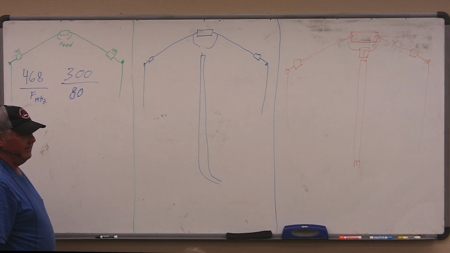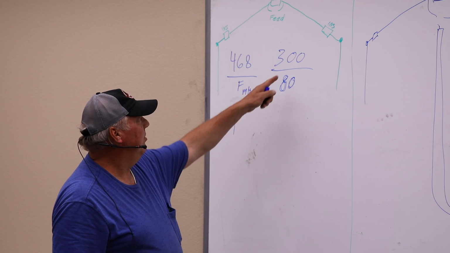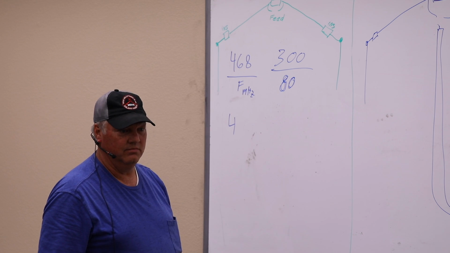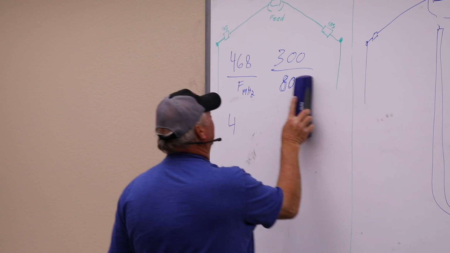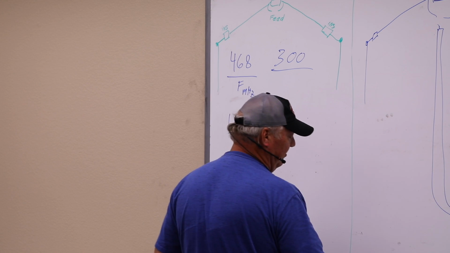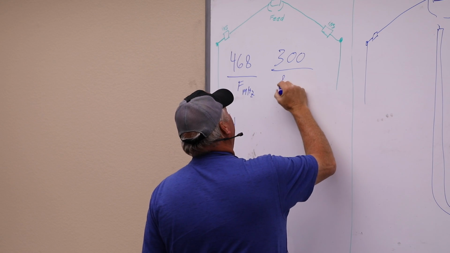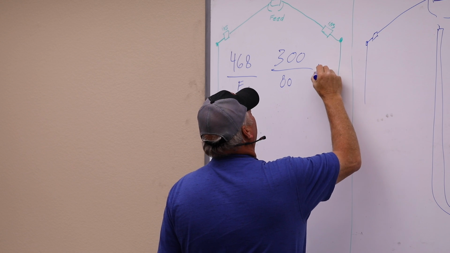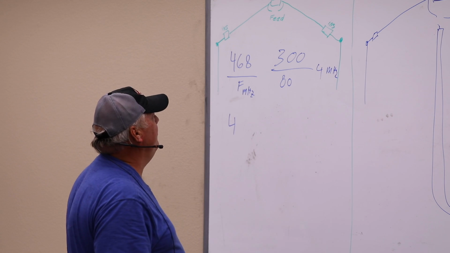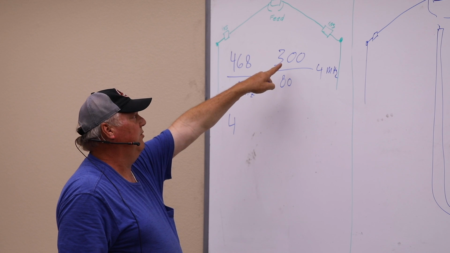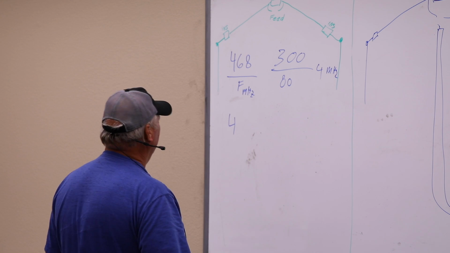What's that number going to come out? 3 times 10 to the 8th divided by, well, 300 divided by 80. It's 4. So if we were doing 80 meters, that comes out to 4 megacycles, right? And that's for a full wavelength, right? So where did they come up with this 468?